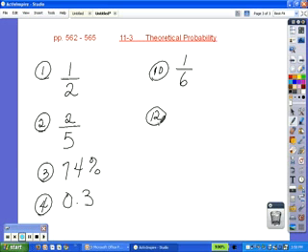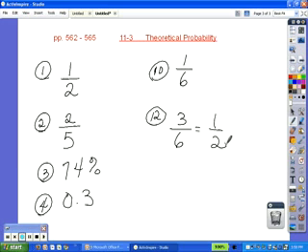If we look at number 12, probability of spinning a 1, 2, or 3. Well, there's a 1, a 2, and a 3 on a number cube. So that's 3 of the numbers out of the 6 numbers on the cube. That probability can be reduced to 1 out of 2.